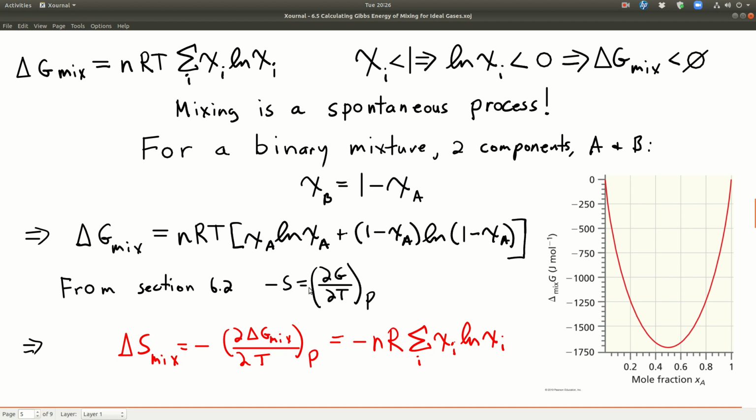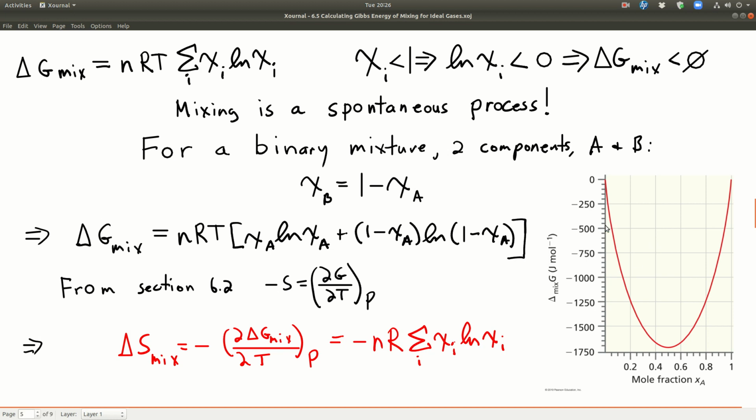Now, we showed back in section 6.2 that partial G, partial T, constant P is equal to negative S, the entropy. We can use that here. If we take the partial of delta G here and delta S here. So delta S of mixing is going to be partial delta G of mixing with respect to T, constant P, right here. If we take the partial of this expression right here with respect to T, the only T is right here, so it's basically just the negative sign here, and everything else, just nR, sum of the mole fractions, natural log of the mole fractions. So we have two useful equations here. We can calculate delta G of mixing and delta S of mixing right here. So we'll look at this graph in just a minute.